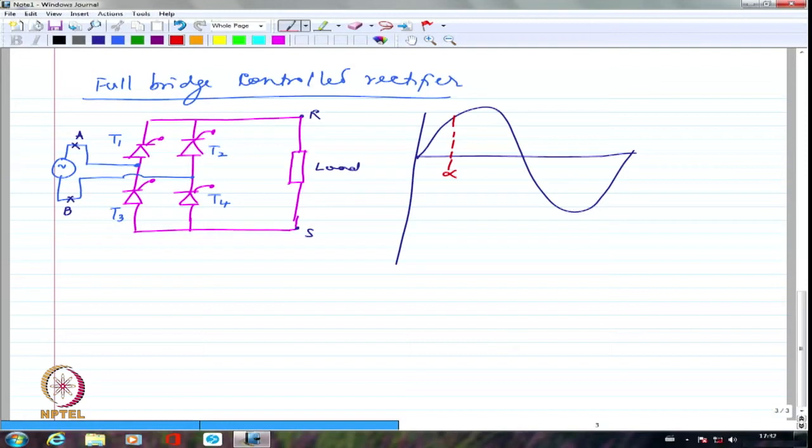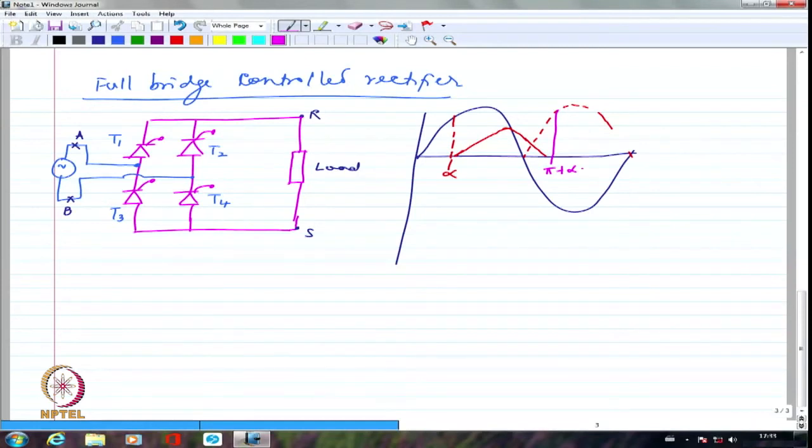Maybe it is going like this, right? And then it is reaching some maximum value somewhere, and then it is going to probably come down. Maybe. Right? Because I am essentially having T1 and T4 conducting still. They are going to conduct still until I give a pulse for T2 and T3. So T2 and T3 pulses I may give only at this point, because if I want it to be symmetrical, I have to give it at pi plus alpha. Very clearly.